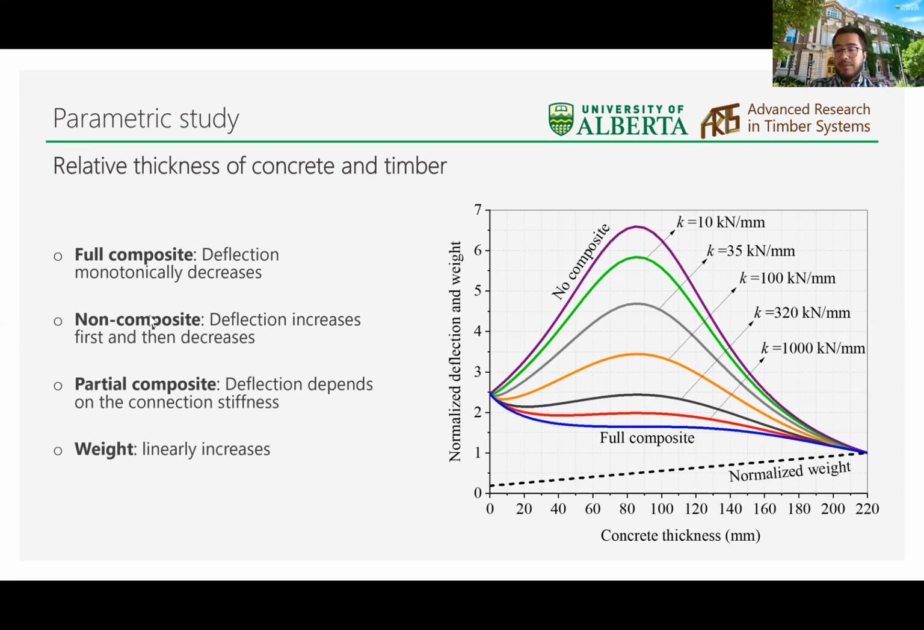A certain thickness of concrete in the floor can increase the thermal mass and decrease the acceleration of the floor under vibration. But a thick concrete layer can significantly increase the floor weight. As you can see in the graph, the weight of the floor linearly increases with the concrete thickness. When the connections have high stiffness, you can see there is a range where, when the concrete thickness changes, the bending stiffness of the floor is almost constant. In this case, a thick concrete layer should be avoided.